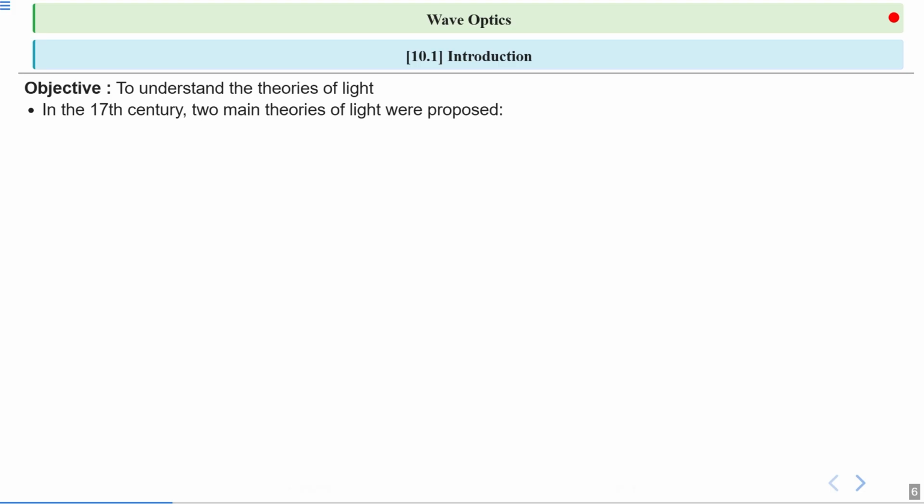So in the 17th century, two major theories about the nature of light emerged. Let's take a closer look at those foundational ideas. This was a pivotal time in physics as scientists were trying to explain how light behaves. The first theory is the corpuscular theory, proposed in 1637.